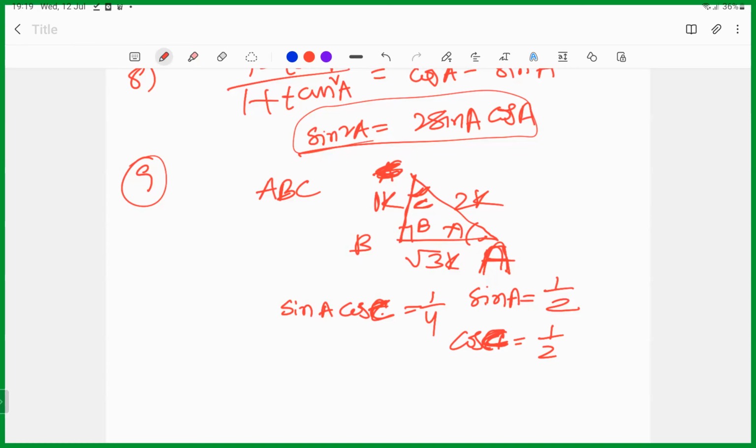So understood, no? Sin A into cos C will be 1 by 2 into 1 by 2, 1 by 4. Cos A into sin C will be cos A into sin C.